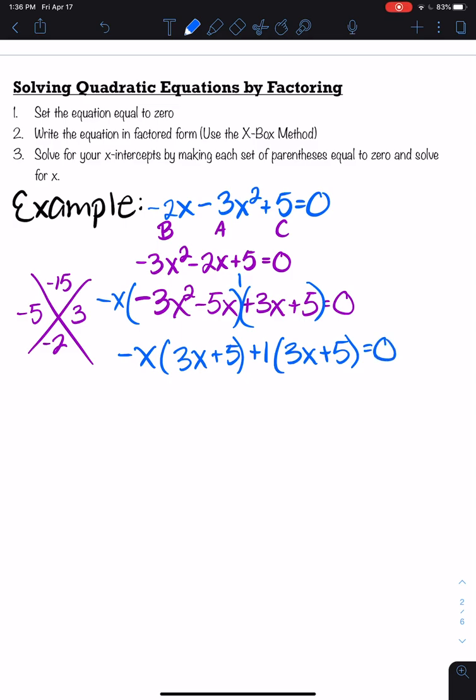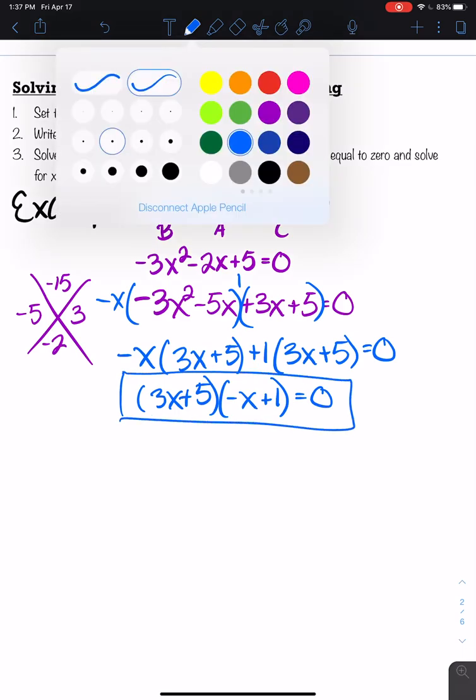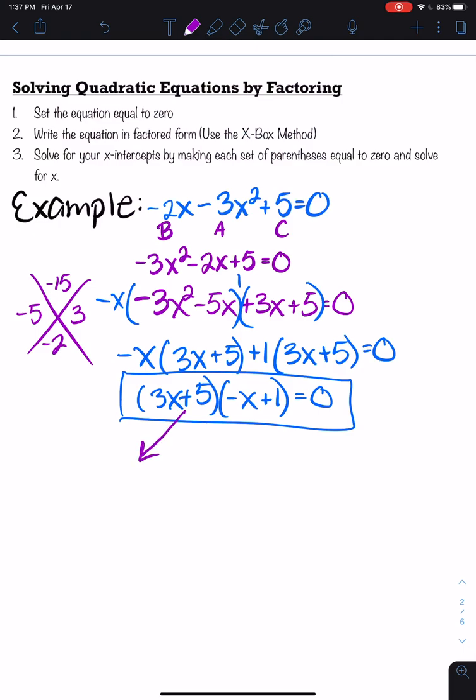And again, at this point, you should have the exact same thing in your parentheses, which I do. So next, I can write it as my two inside terms, 3x plus 5, and then negative x plus 1. And this is still equal to 0. So this now is my factored form. To find the solutions, I'm going to take each one, set it equal to 0, and solve for x. So this would be 3x plus 5 equals 0, and negative x plus 1 equals 0.